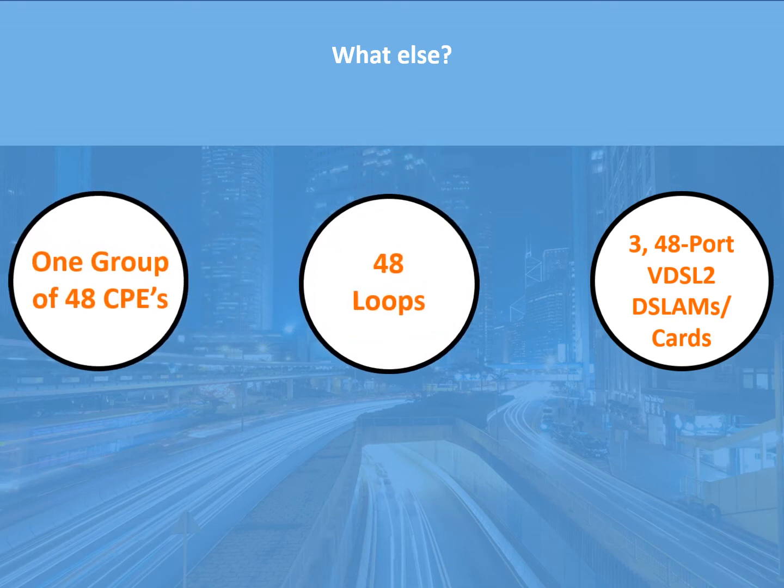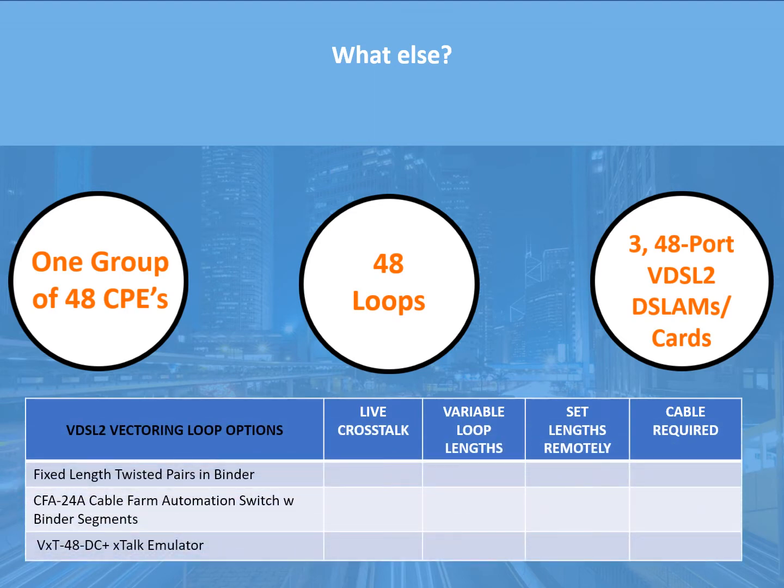When considering the VDSL2 vectoring loop options which require crosstalk, there are 3 choices. Fixed-length twisted pairs in a binder provide live crosstalk, but the loop length cannot be varied and cables are switched manually. The Telebyte CFA24A cable farm automation switch provides live crosstalk and the loops can be changed via remote commands. Finally, the Telebyte VXT48DC Plus provides emulated crosstalk, remote control of up to 48 loops, and does not require cable.